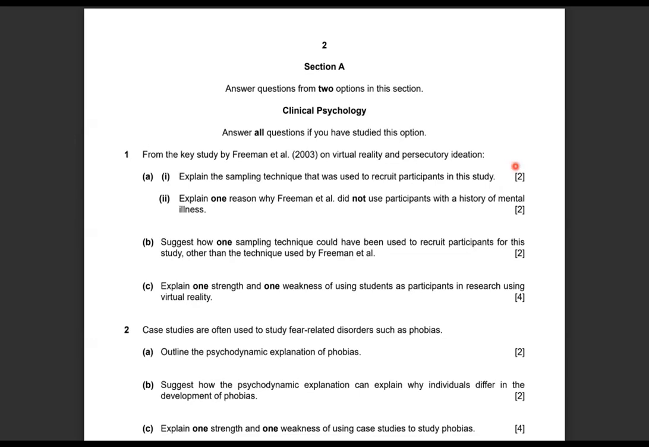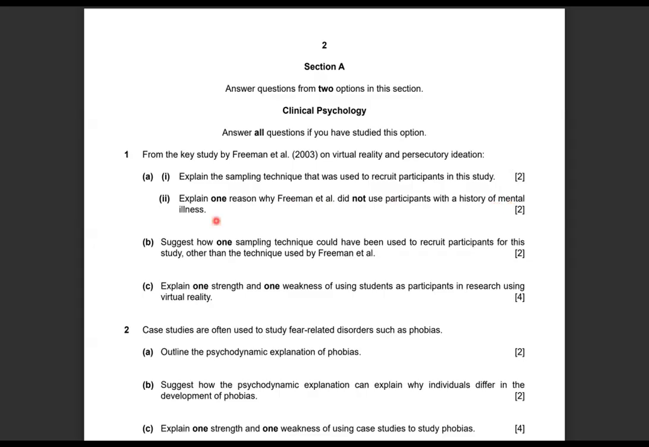Talk about how it is a volunteer sample. The participants responded to an ad and as a result selected themselves to take part in the experiment. Explain one reason why Freeman did not use participants with a history of mental illness.